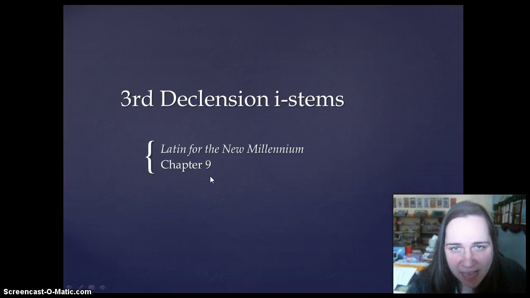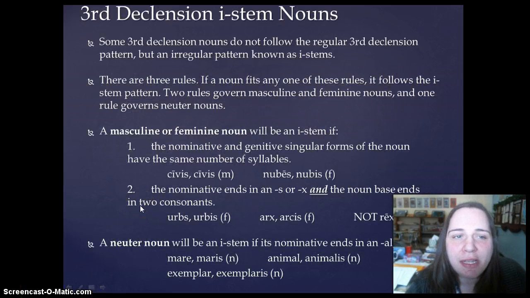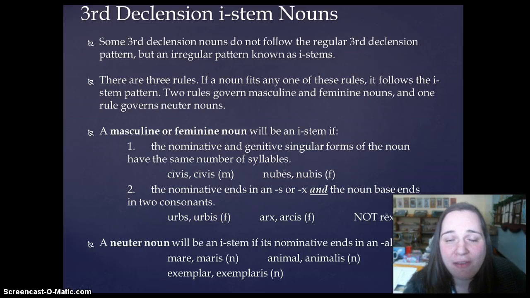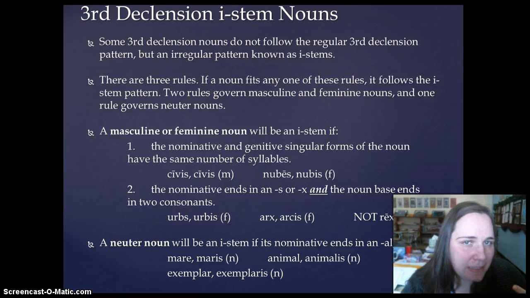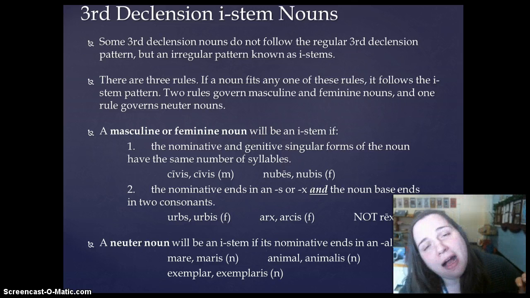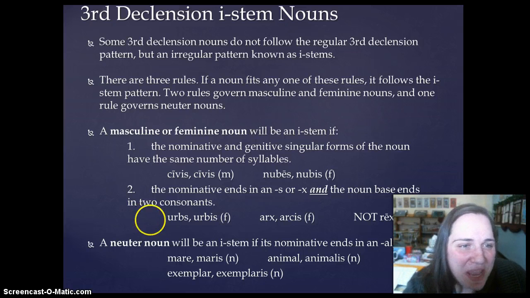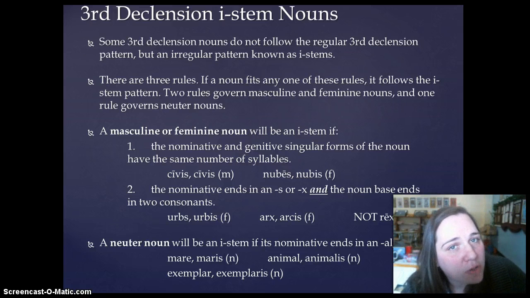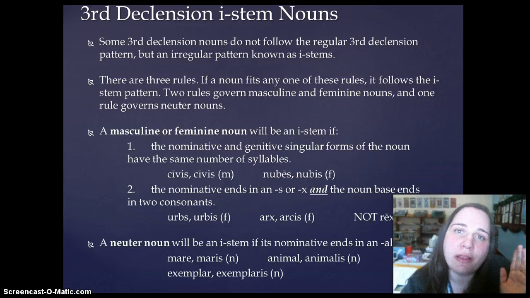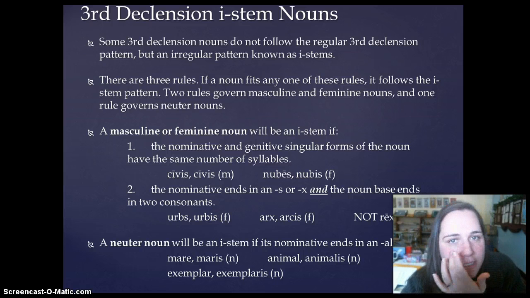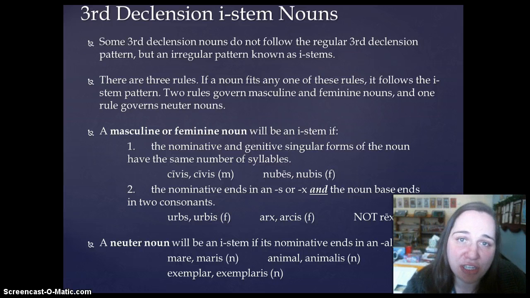This last video is the third lesson in Chapter 9 for Latin for the New Millennium, and you're going to learn a subset of the third declension nouns called third declension I stems. Third declension I stem nouns don't follow the regular third declension pattern. There's a slight variation from the third declension. Basically you have to know the three rules that would make a noun into an I stem, and if it fits one of those three rules, then instead of following the third declension endings you've already learned, they're going to follow the third declension I stem endings.